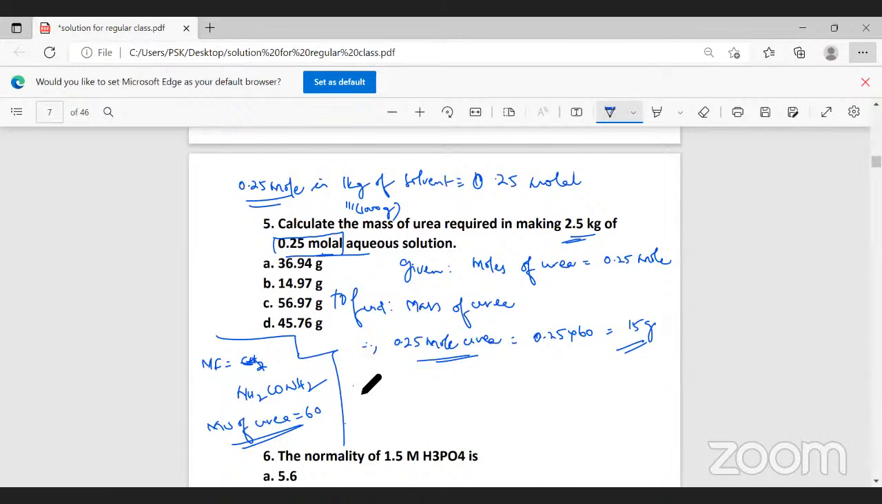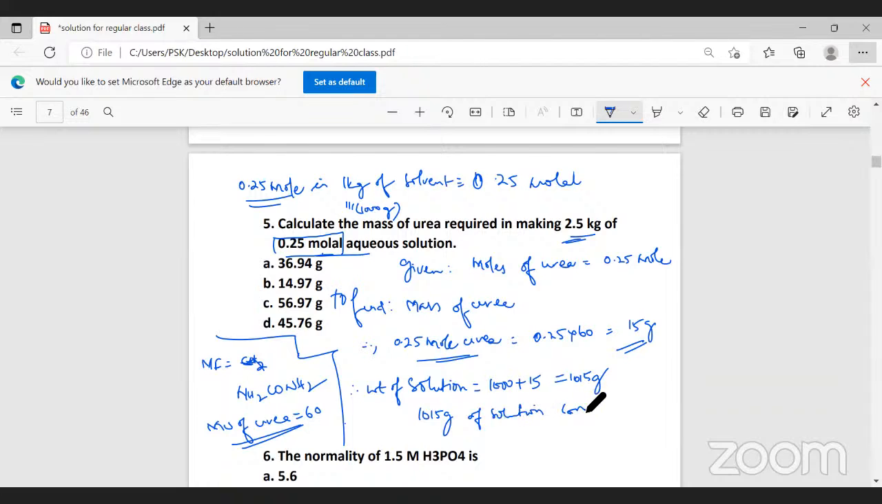Now tell me, 0.25 mole of urea is 15 grams. Therefore, what will be the weight of the solution? One kg is how many grams? 1000 grams. So that means the total weight will be how much? 1015 grams of solution. This is the mass of solvent, water, and this is the mass of urea. So totally it will be 1015 grams. Therefore, this is for 1 kg.